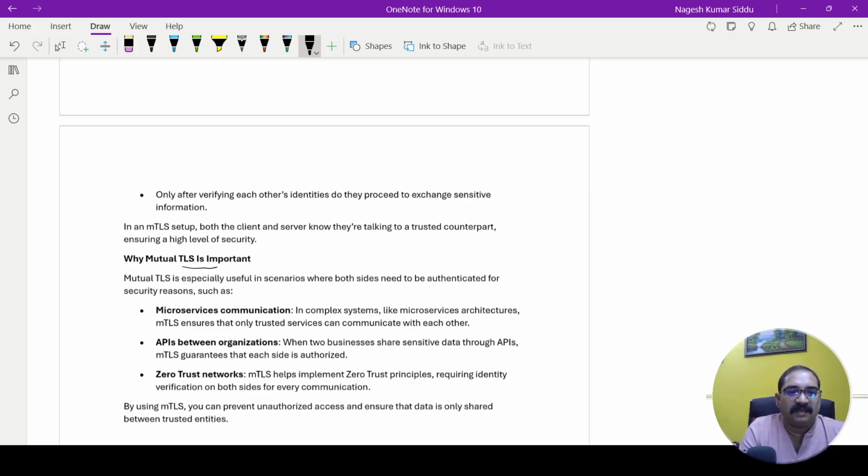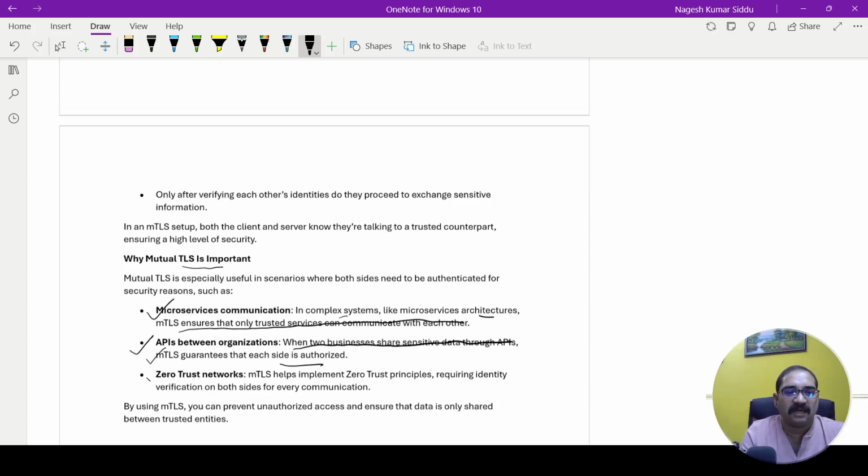Why is mutual TLS important? Microservices communication: in complex systems like microservices architectures, mTLS ensures that only trusted services can communicate with each other. APIs between two organizations: when two businesses share sensitive data through APIs, mTLS guarantees that each side is authorized.